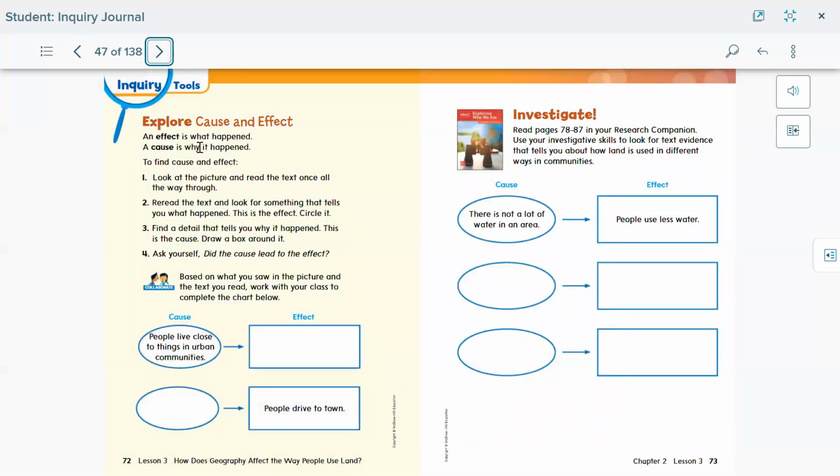All right. So now let's see our activity, page 72, cause and effects. Go back to the picture, read the text, read the captions under the picture or the labels for the picture, and let's see what we can answer here. Cause: people live close to things in urban communities. So in urban communities, people live together or live close to each other. So what's the effect? It's easy to commute or to move around, right? Easy to get things. Let's write this down.